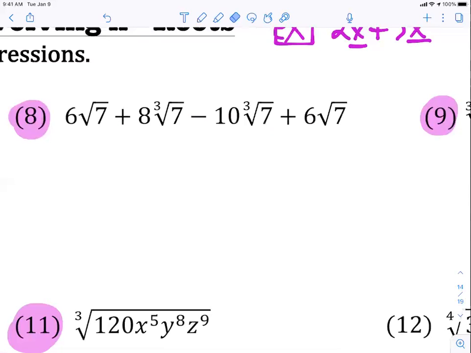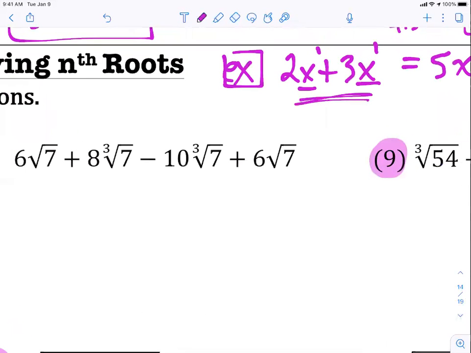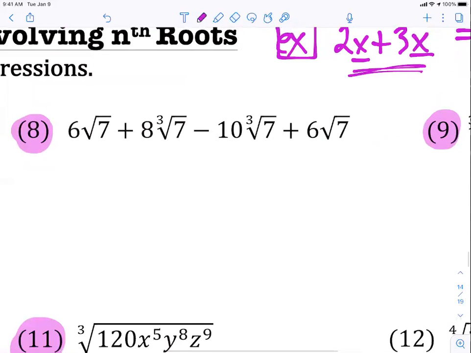That's important to notice because at some point we're going to switch and we're going to be multiplying and dividing. Multiplying and dividing, we tackle in a different way. Adding and subtracting, it's all about those like terms. And with roots, it's not enough that just the number is the same. The kind of root that you're taking has to be the same as well.